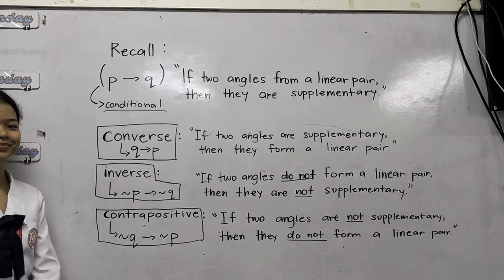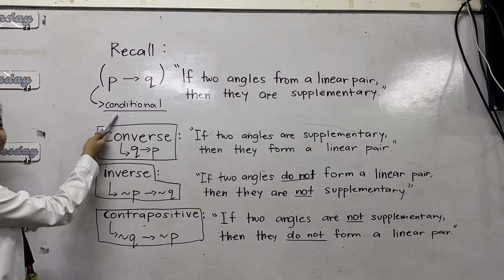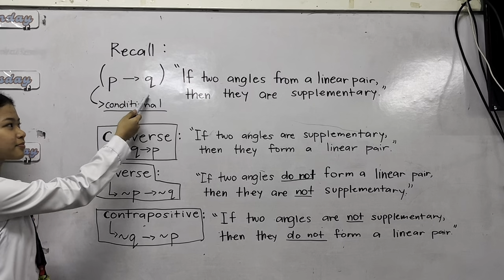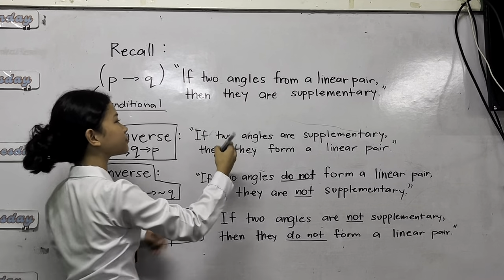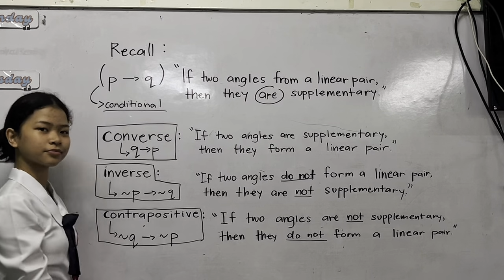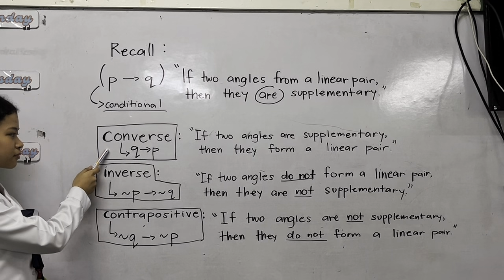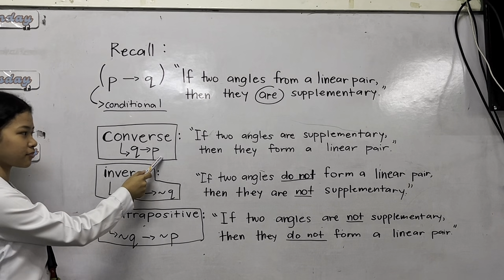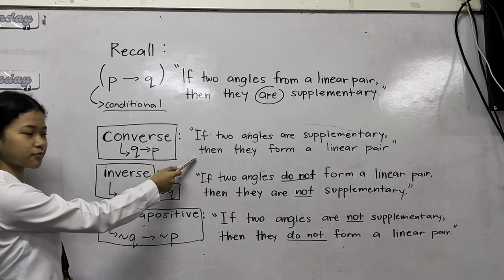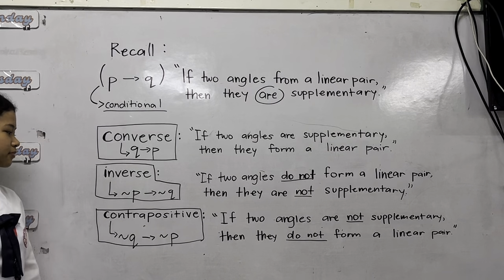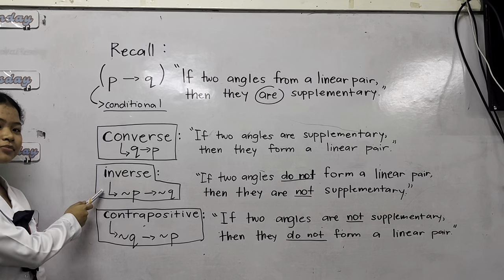Recalling of answers. Now let's recall the answers that we had earlier. This is our conditional, P implies Q: if two angles form a linear pair, then they are supplementary. For its converse, follow this format, Q implies P: if two angles are supplementary, then they form a linear pair. For its inverse: if two angles do not form a linear pair, then they are not supplementary.